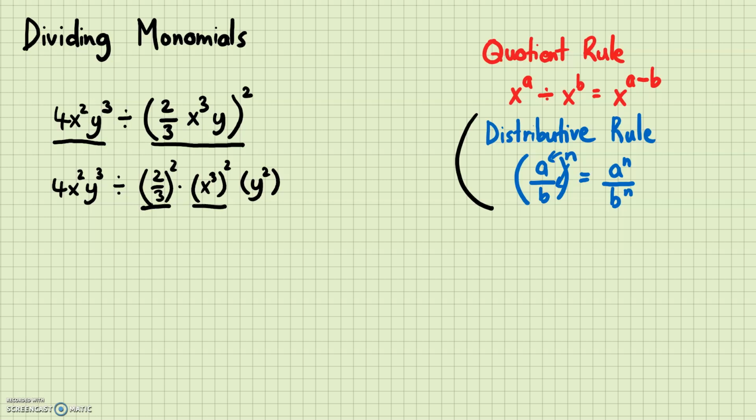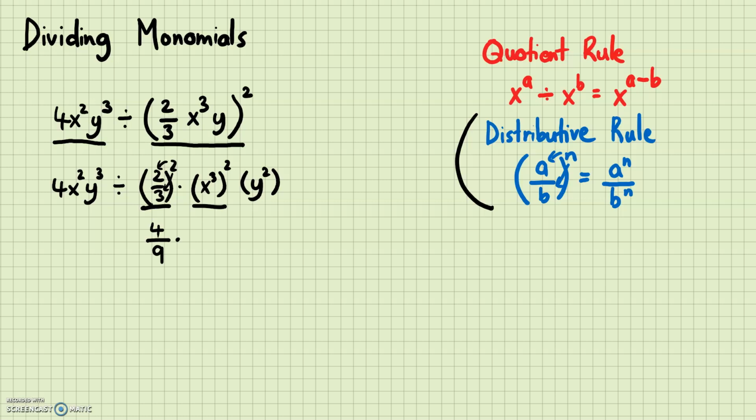And we can now simplify these as well. Remember our distributive rule for fractions. We have to distribute the exponent to both the numerator and the denominator. So we'll have to distribute the square to both 2 and 3 here, in which case the numerator is going to be 2 squared, which is 4. The denominator is going to be 3 squared, which is 9.